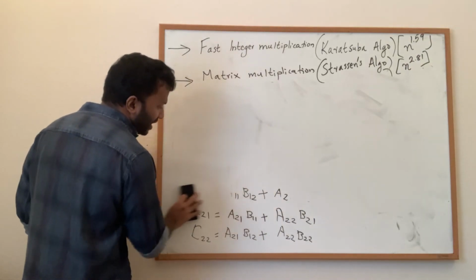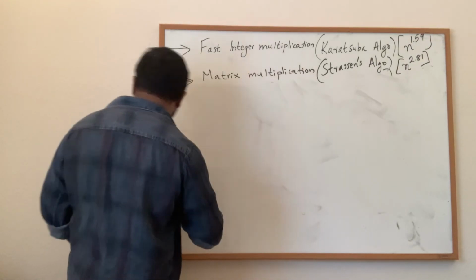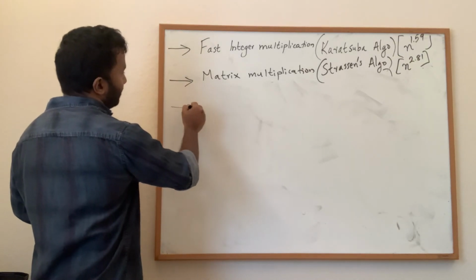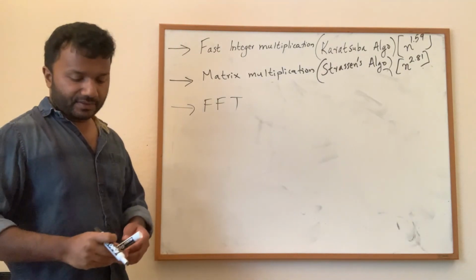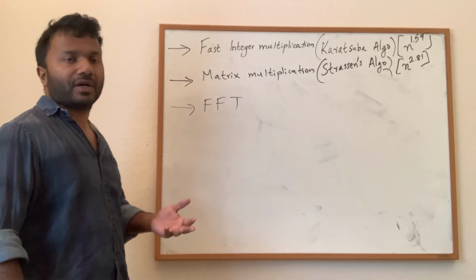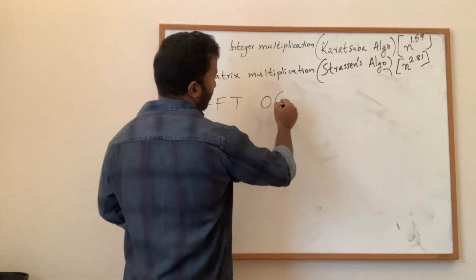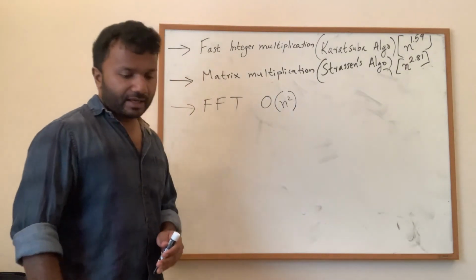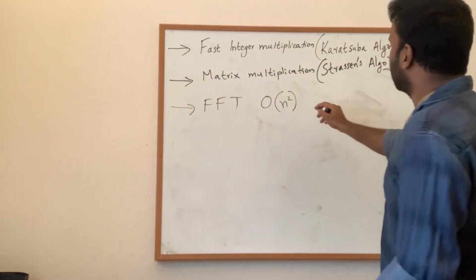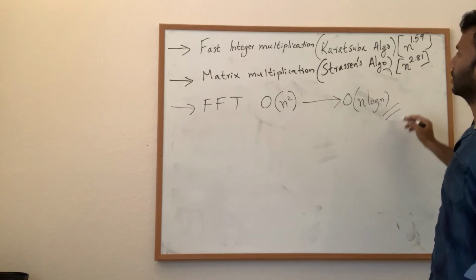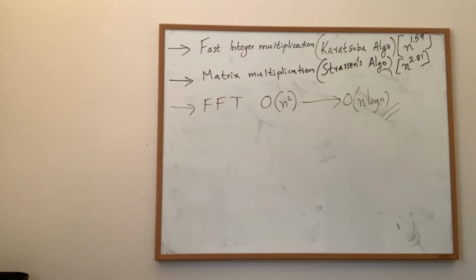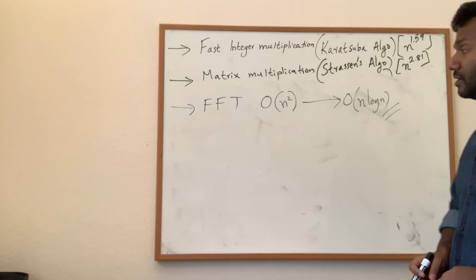I just want to mention one more example, which is known as the fast Fourier transform. Fast Fourier transform, pretty useful. The straightforward algorithm will take big O of n square, and you can apply this divide and conquer strategy to bring it down to big O of n log n. Okay, so these are some of the pretty well-known problems where we can apply divide and conquer and bring down the computational complexity.